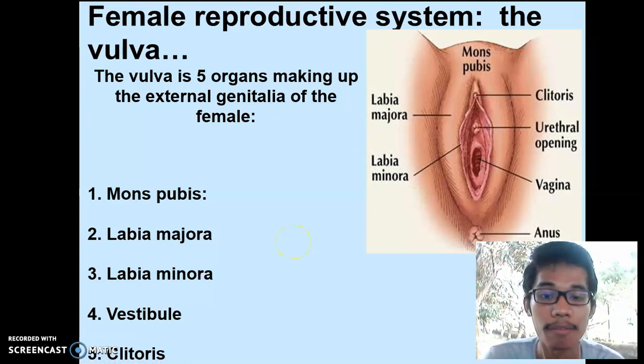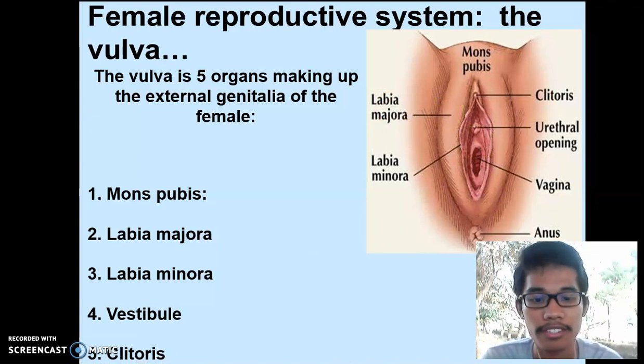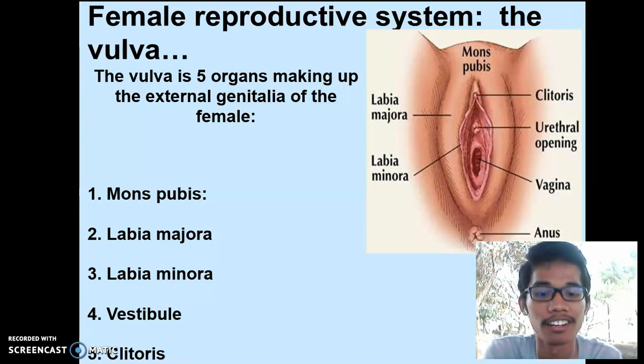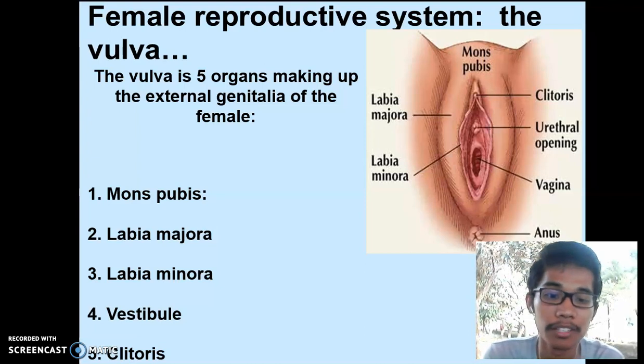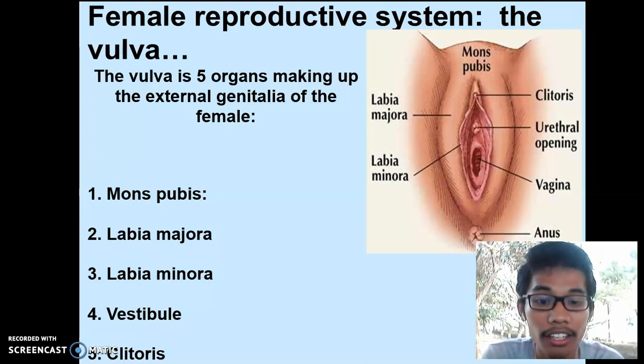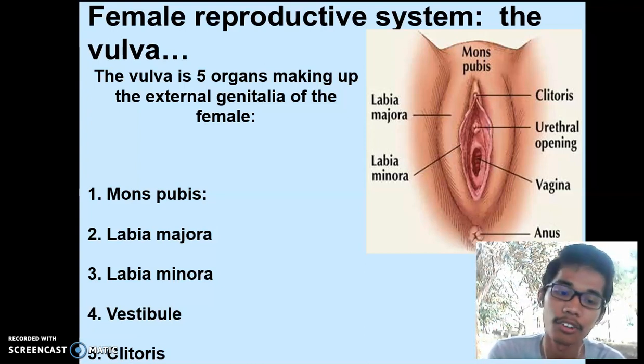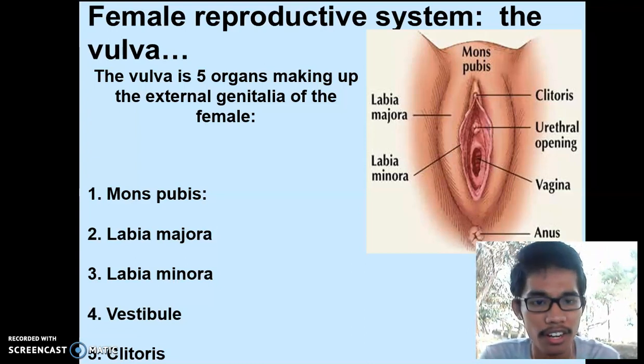The mons pubis is a triangular-shaped pad of fatty tissue over the pubic bone, covered with pubic hair. The labia majora are two large folds of adipose tissue on the sides of the vaginal opening. The labia minora are two smaller folds of adipose tissue on the inside of the labia majora. The vestibule is the area between the labia with openings for the vagina, urethra, and two excretory ducts for Bartholin's glands. Bartholin's glands are right over the vestibule.